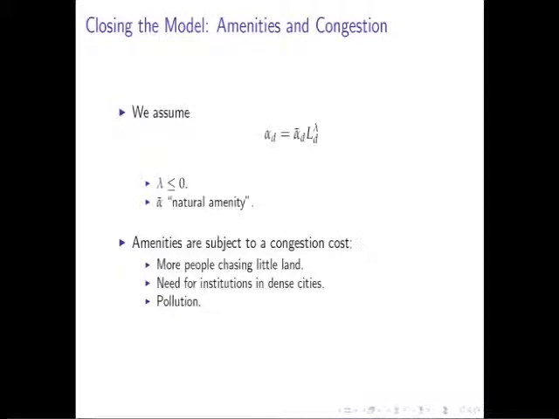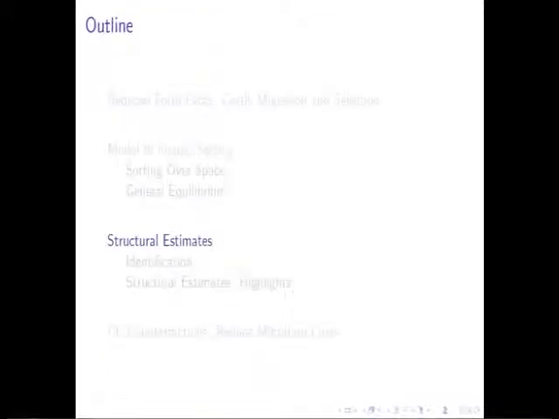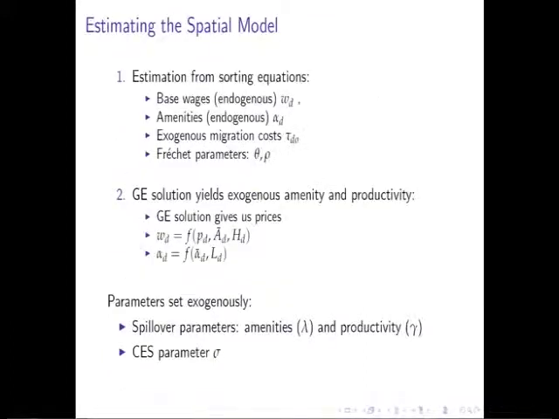And the final thing that we do is we allow that amenities are a function of the background amenity. This is the fact that your city has a lovely harbour, which is nice to look at, but that the more people who move into your city, the less pleasant it is to live in your city. That's the definition of general equilibrium for those that care.